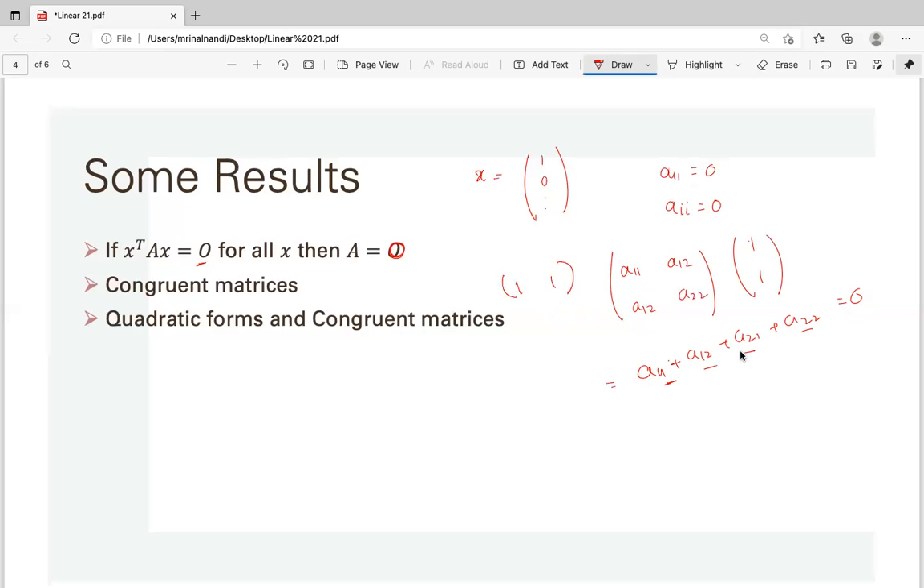Similarly, if you have a 3 by 3, first all the diagonals are 0, then take 1 1 0, then you get a12 is 0, then take 1 0 1, then you get a13 is 0, then take 0 1 1, then we find a23 is 0. And for n, a similar idea: first a single 1 and the rest 0, you get all diagonal elements 0. Then two at a time, at the ith position and jth position 1 1, then you will find aii plus aij plus aji plus ajj is 0. So aij is 0. So symmetry is important here. So A is symmetric.